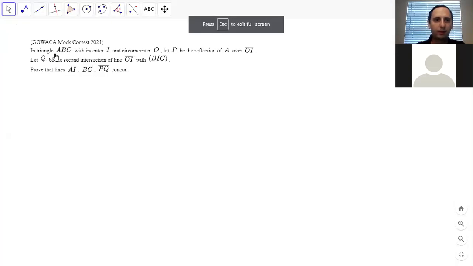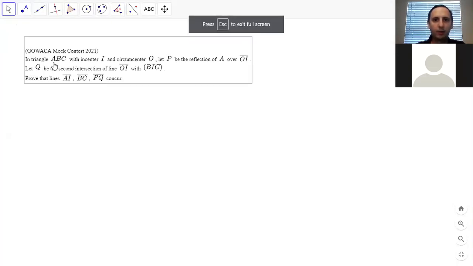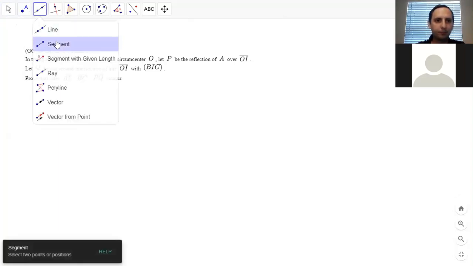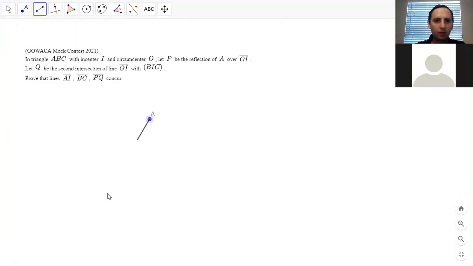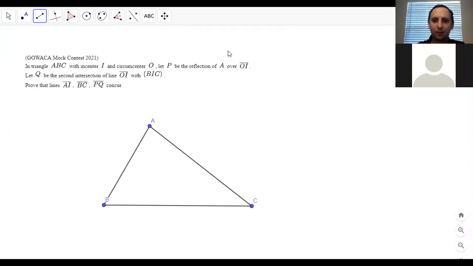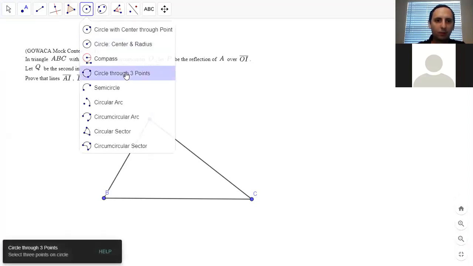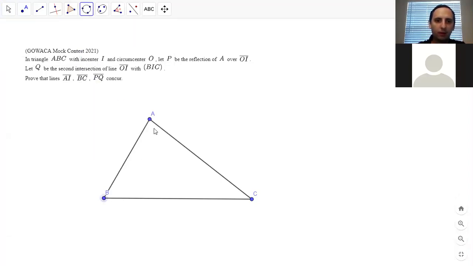Let me maximize. So we have a triangle ABC with incenter I. Oh, Anmol, sorry, I didn't get that faster software yet for recording, but I'll do it next time. It's a short problem statement, although the later ones will get longer.